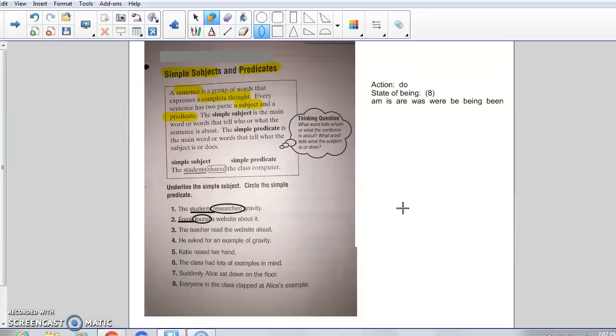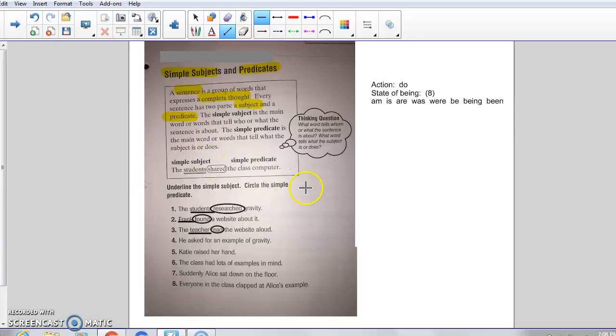It's an independent clause. Number 3, we have the teacher read the website aloud. Teacher is a noun. It's a person. Website is a thing, so that is also a noun. Which one did the action? Our subject is the teacher. Okay. Predicate is, what did they do? They read. It's an action verb. And we ask ourselves, is it a complete thought? The teacher read the website aloud. Makes sense on its own. Independent clause. It is a sentence.